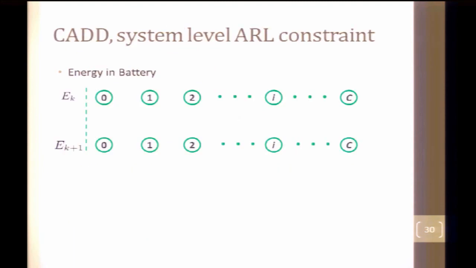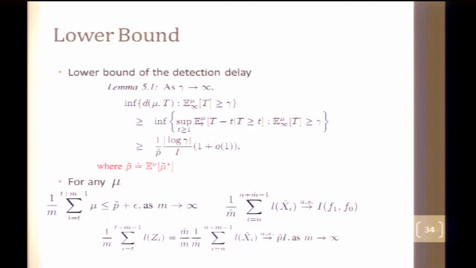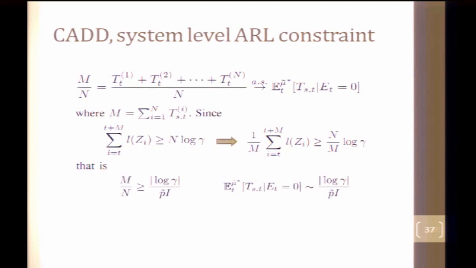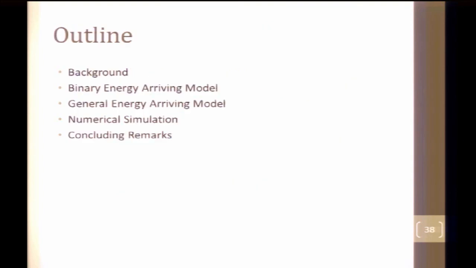I think I'm running out of time, so I'm going to skip ahead. The steps are similar. We provide a lower bound and an upper bound, and then we show that the lower bound and upper bound match, and since they match, we are happy.